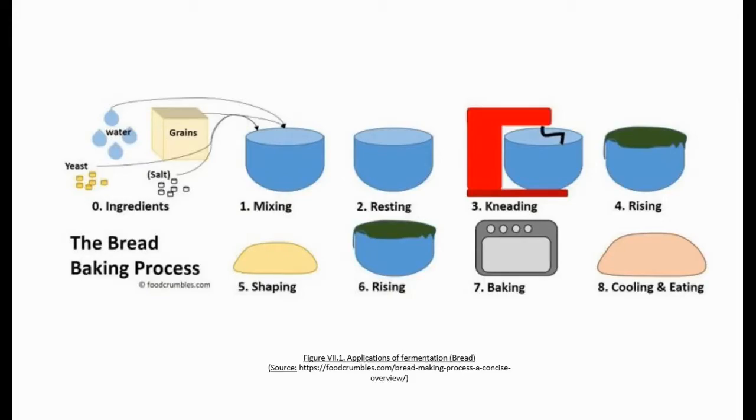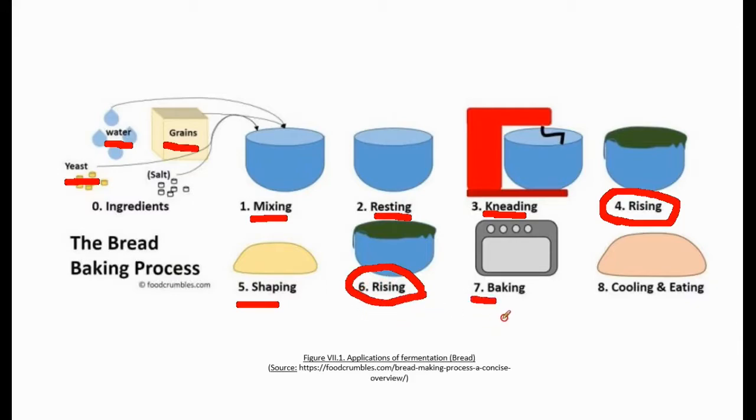You've got different steps. To start off with, you need water, yeast, and cereals. There's a mixing process, resting process, kneading process, and rising process. I'm going to circle this one out. I'll explain why afterwards. Then there's this shaping. Then there's a second rising process. Again, I'm going to circle it out. Baking, cooling, and eating. Why has this rising process been circled out?